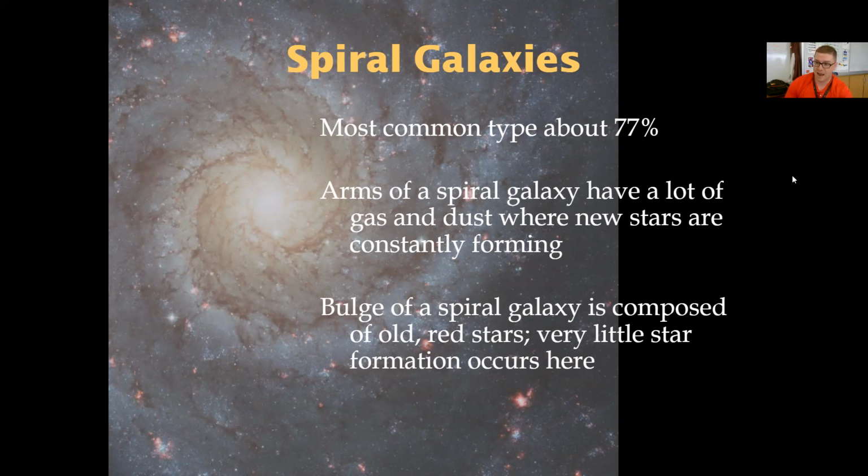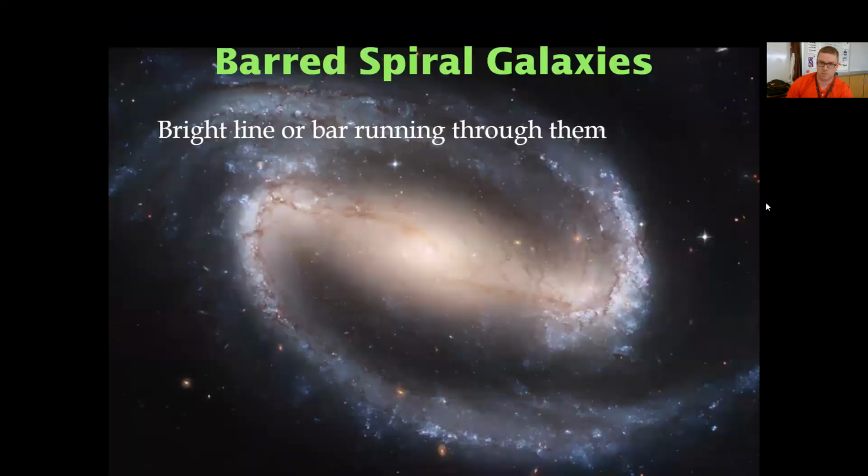The arms of a spiral galaxy have a lot of gas and dust, and this is where we get new stars constantly forming, where we have these pockets of gas and dust, or little nebulae. And the bulge of a spiral galaxy is comprised of old red stars. Very little star formation occurs in those bulges. So the arms is where we have a lot of formation, bulges, not so much.